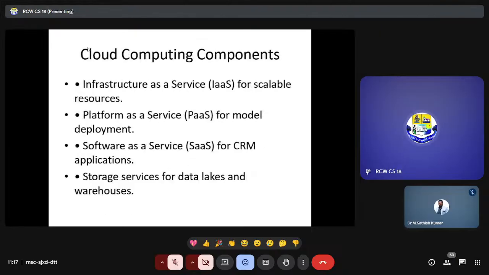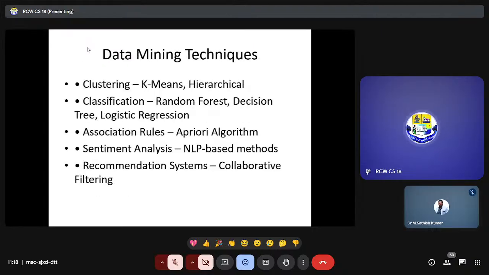Cloud computing components: infrastructure as a service, platform as a service, software as a service, storage service for data lakes and warehouses. Data mining techniques, clustering.